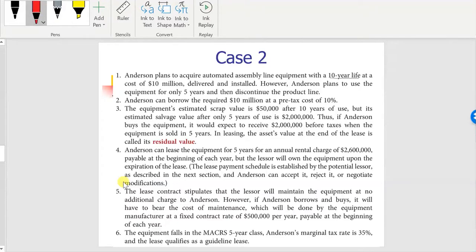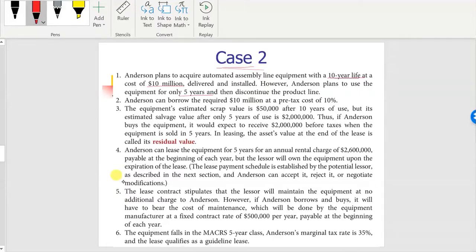Let's discuss a little bit complicated and more realistic case. So this is case number 2 in the slides. Anderson plans to acquire automated assembly line equipment with a 10 years life. So the life of the equipment is 10 years and the cost is 100 million delivered and installed. However, Anderson plans to use the equipment for only 5 years.